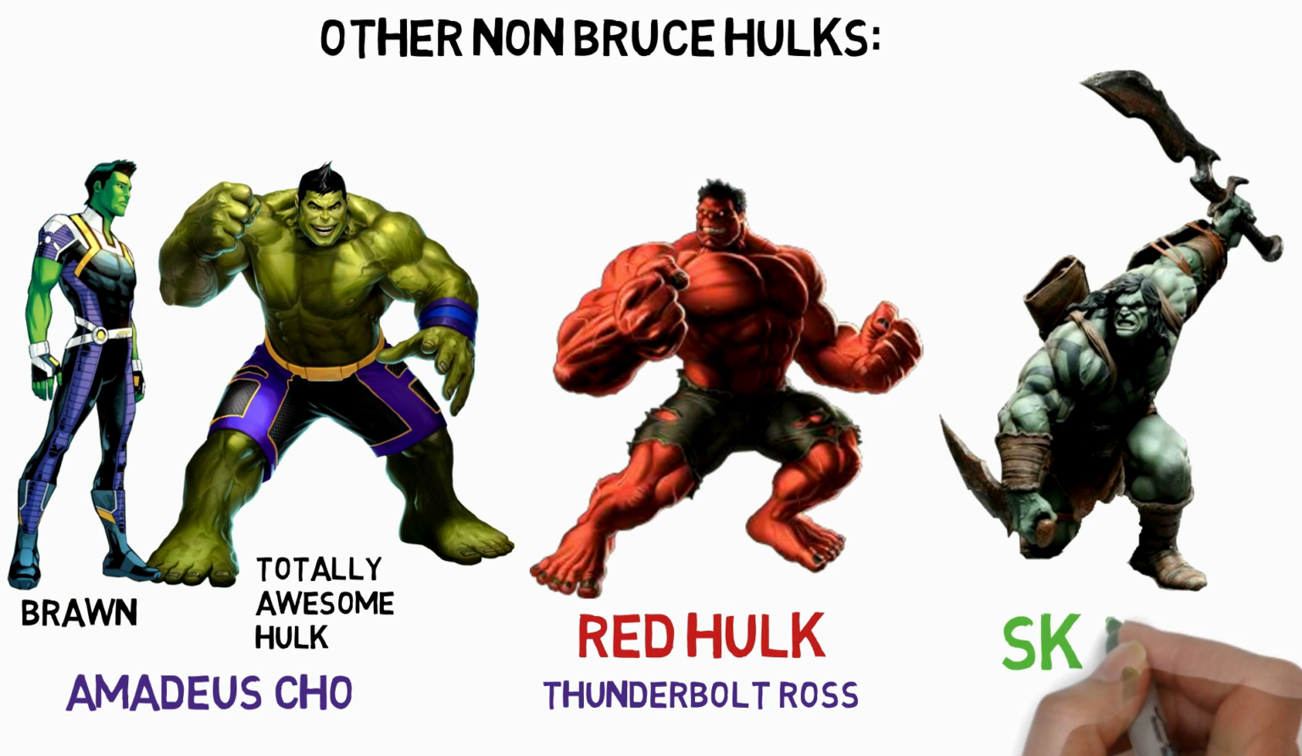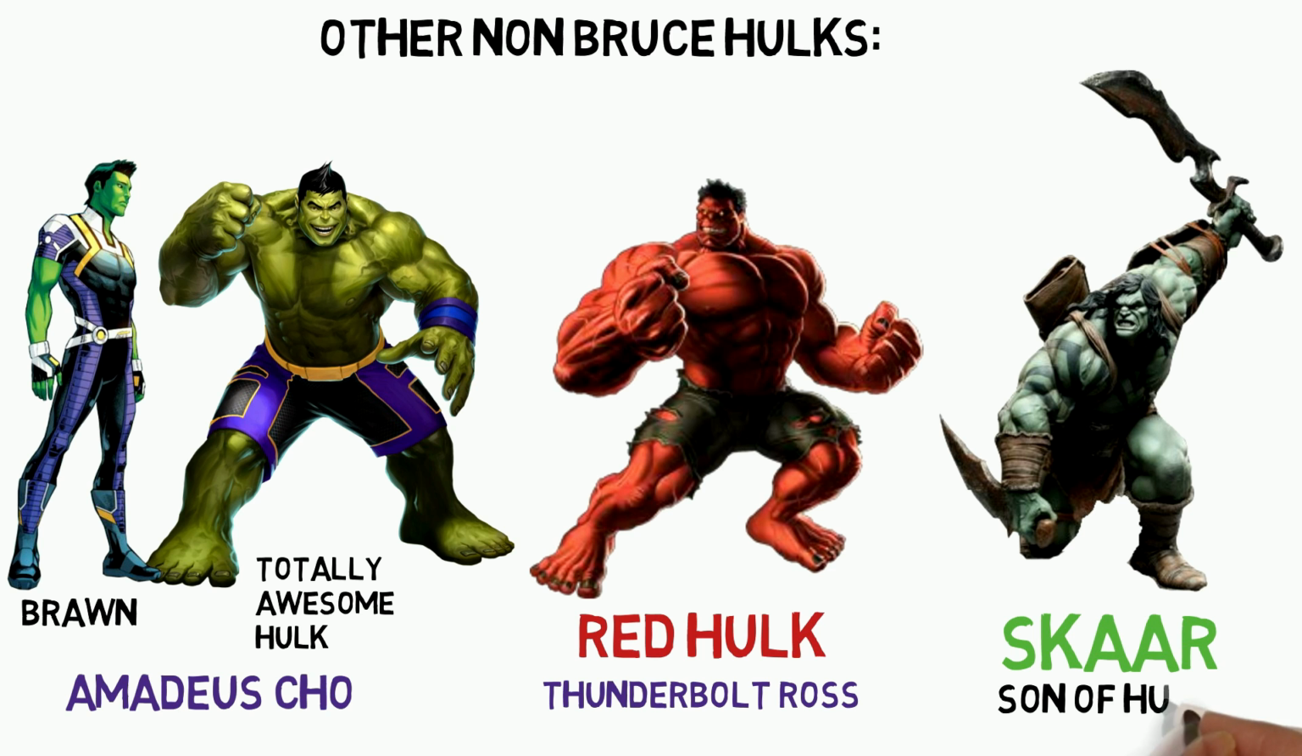Next, we've got Scar, or the son of the Incredible Hulk. So in the events of Planet Hulk, the Hulk slowly conquered the planet, even eventually marrying one of the natives, and ended up fathering two sons. One of his sons, Scar, had much of the same powers as his father, as well as some other special abilities inherited from his mother.